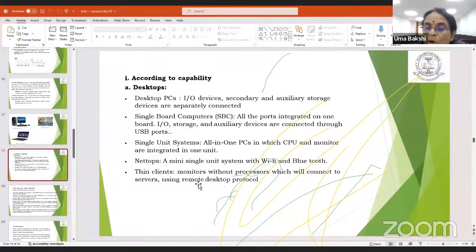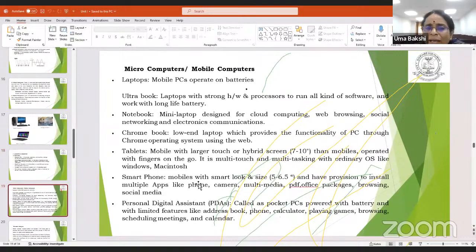Then single unit systems, all in one, like our PC. Everything is at one place. We are not separating everything. We have CPU inside, we have monitor inside, we have other things inside, all integrated in one single thing. Then we have microcomputers or mobile computers.